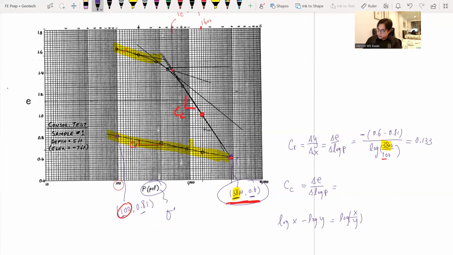The other one, C sub C, again, we plug in the formula. Y2 minus Y1. So we have 0.6 minus 1, and also divided by log. This time it's a ratio again. And it will be 3,800 divided by 1600. And we get our C sub C equal to 1.065. So those are the answers that we have, and pretty much the slope that we try to find there. And we need those 2 parameters for our later settlement analysis.